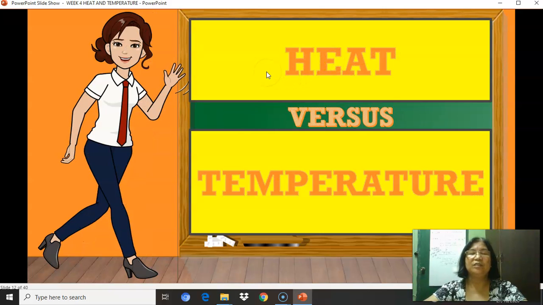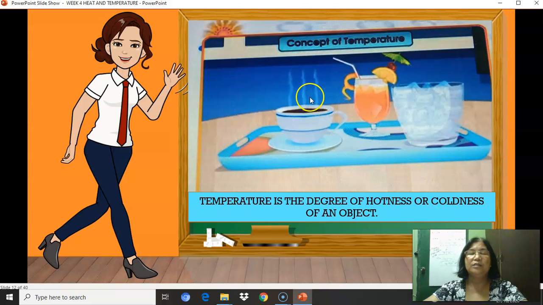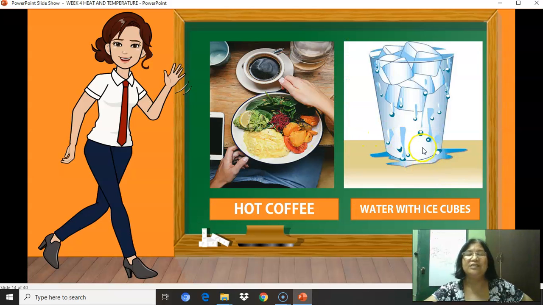So let's go to the difference between heat and temperature. So if we check the concept of temperature, we say that temperature is the degree of hotness or coldness of an object. Gaano kainit o gaano kalamig ang isang object, ang isang bagay. Okay. So with this image, when you touch the cup of hot coffee, if it is very hot, you will be burned. While if you are going to touch this glass filled with water and ice cubes, definitely this is cold.